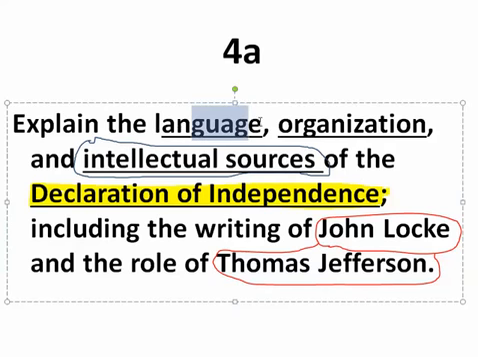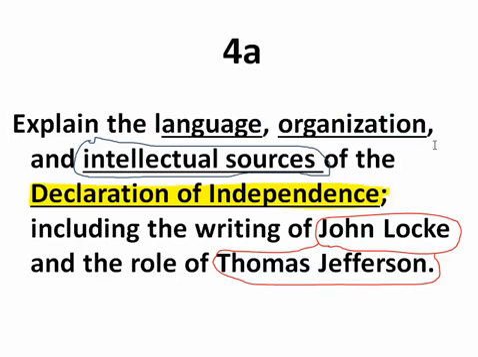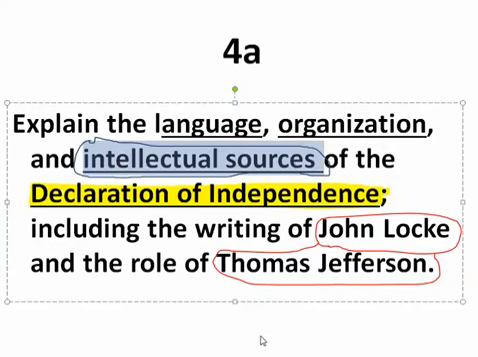But we're going to cover language and organization in the next video. We're going to talk about the Declaration of Independence next. But right now, we want to talk about the intellectual sources.